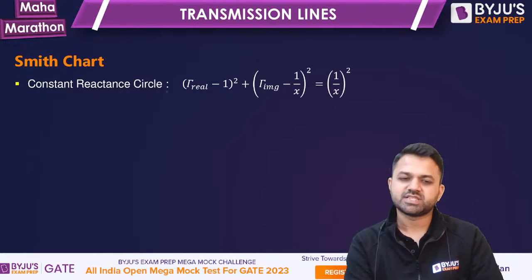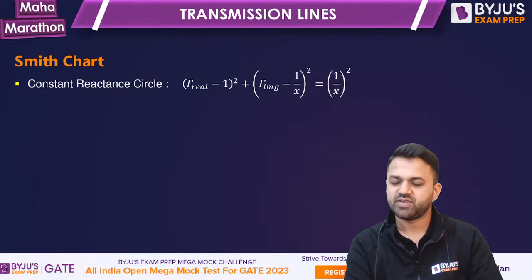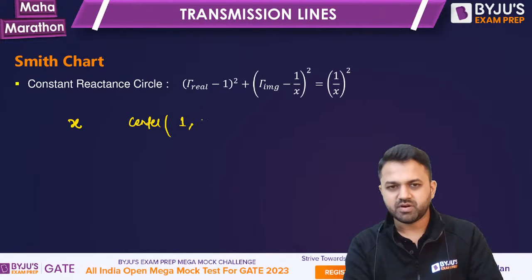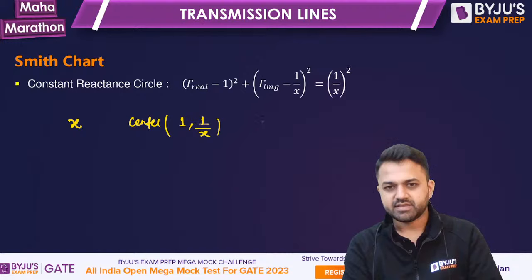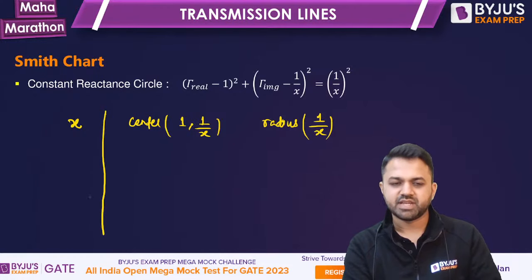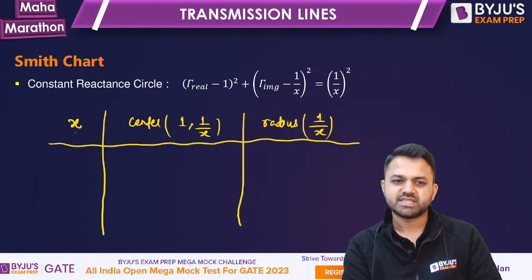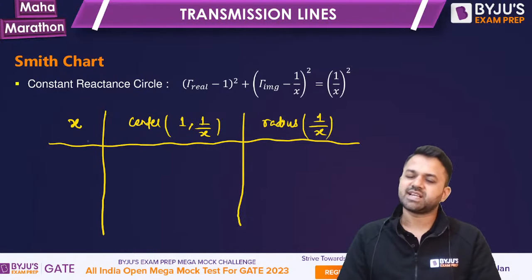Now the constant reactance circle: (gamma real minus 1) whole square plus (gamma imaginary minus 1 upon x) whole square equals (1 upon x) whole square. So here also you can calculate the center, which is 1 comma 1 upon x, and the radius is 1 upon x, right? And this is the value of x. This x can be negative or not? Can this x be negative? Because x negative tells you that it is capacitive.